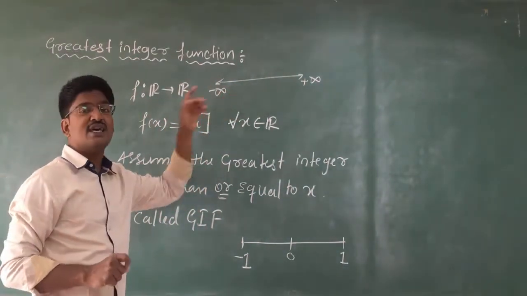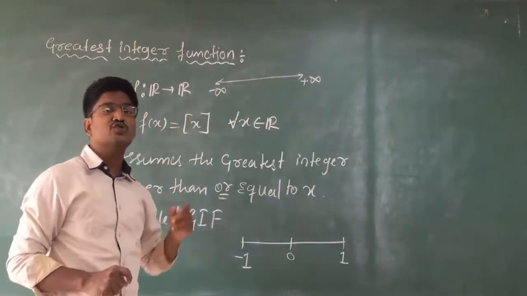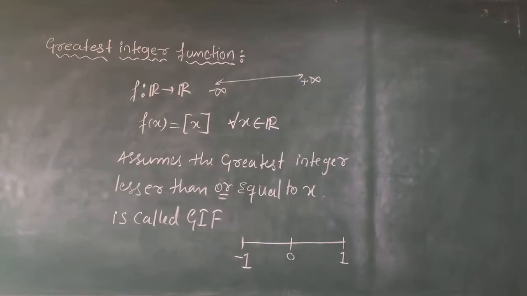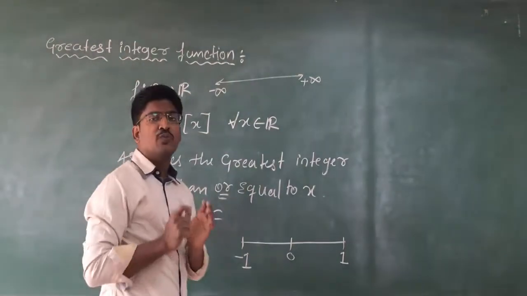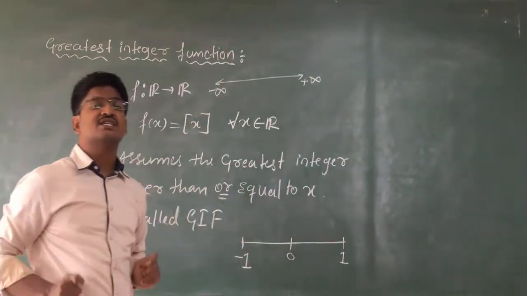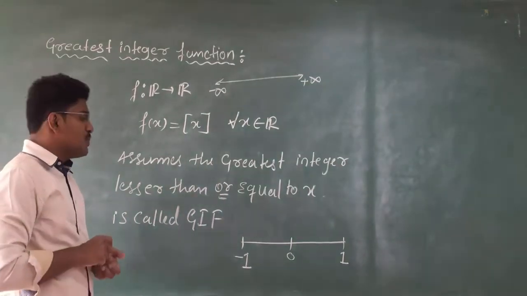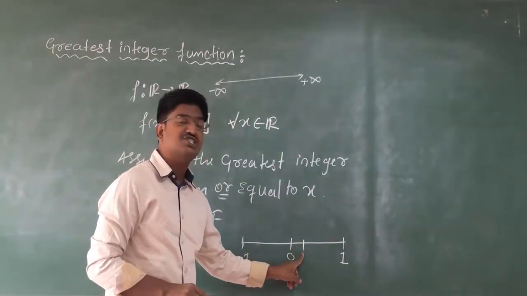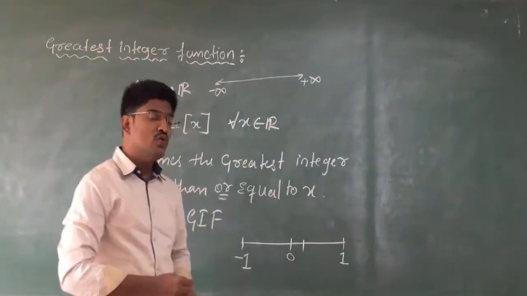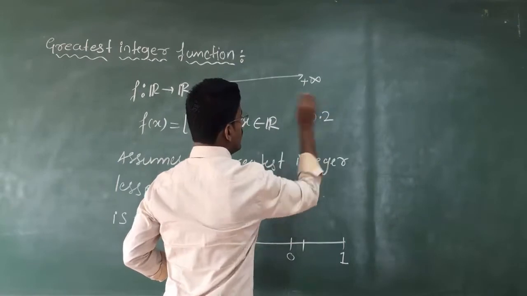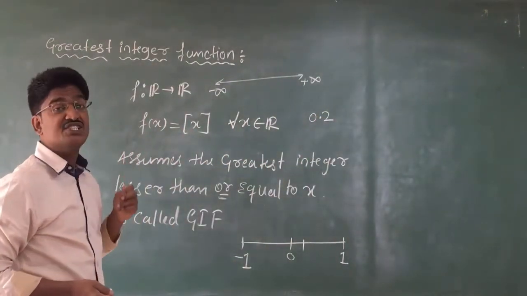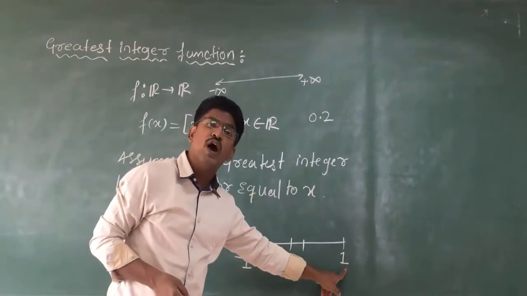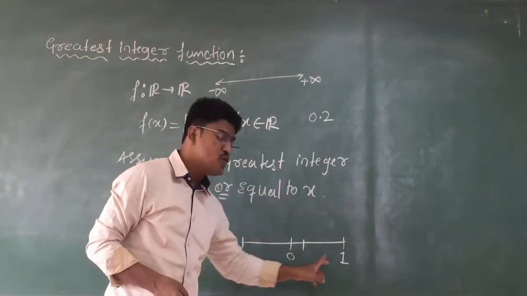Clear? So from this I am choosing a small part, that is from -1 to +1, just to make you understand what the greatest integer function is. Suppose I take some value which is greater than 0 and lesser than 1. You consider it as 0.2. Are you getting my point? So this 0.2 is in between 0 and 1 on the number line.